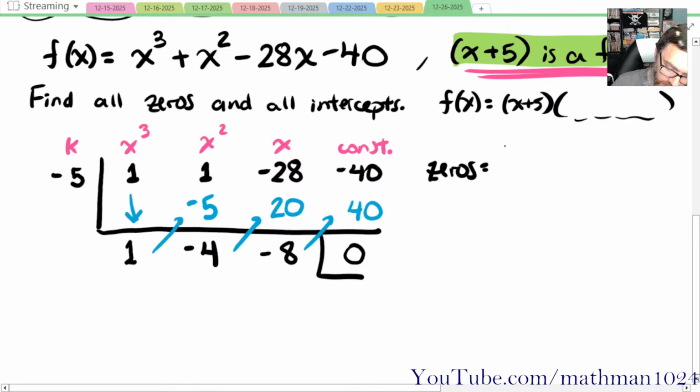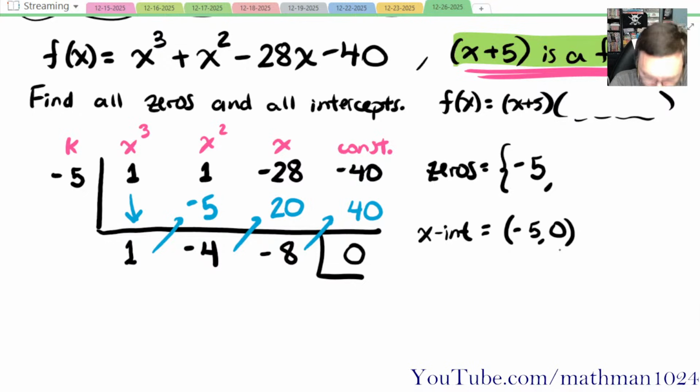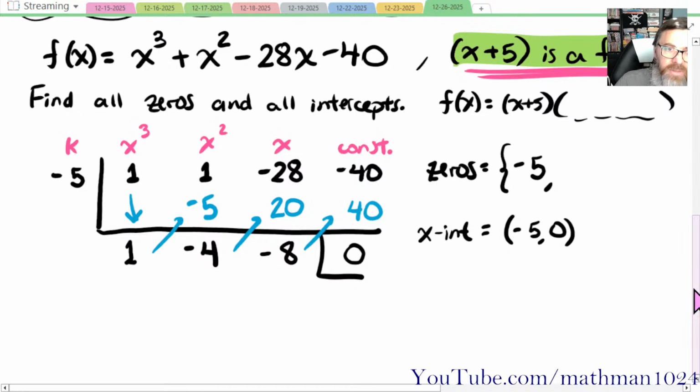So in terms of listing my zeros, this first one is the one that was given to us, which is negative 5. We have 2 more zeros to find because this is a polynomial of degree 3. Now, in terms of x-intercepts, because negative 5 is a real number, one of my x-intercepts is going to be negative 5, 0. I have the potential to have 2 more x-intercepts. Now, that is only going to happen if my other zeros are real. If they're not real, then I only have the 1 x-intercept. All right, so let's try to figure that out.